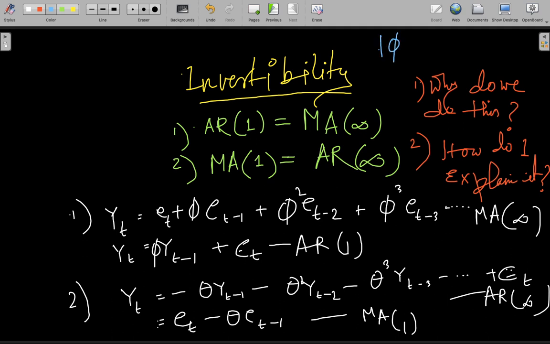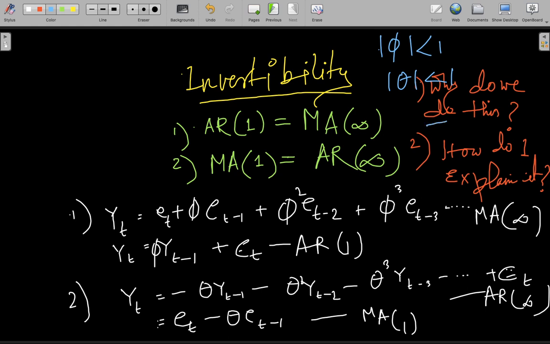So that is modulus of phi less than 1 and modulus of theta should be less than 1, right? So these two conditions have to be fulfilled. That's great. So far so good. Now that part, what we have discussed answers our first question. Why do we need to do this?